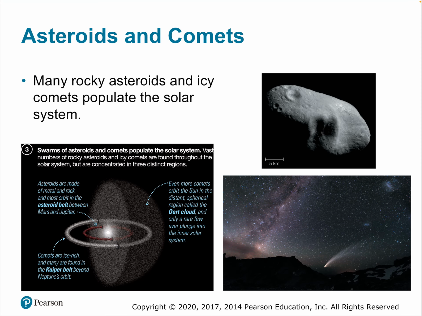On top of that, what's the other kind of leftover part of the solar system? How do we sum up the entire solar system? Well, we can't forget asteroids and comets. They make up a tiny, tiny, let me stress that, tiny percentage of the mass of the solar system.